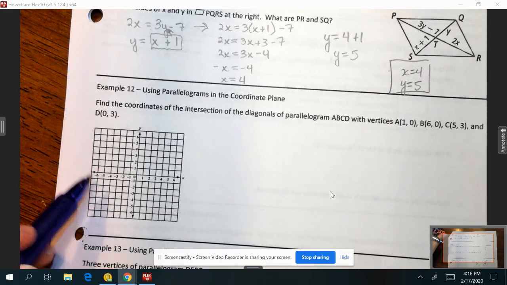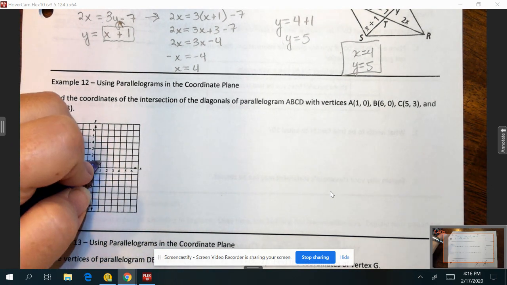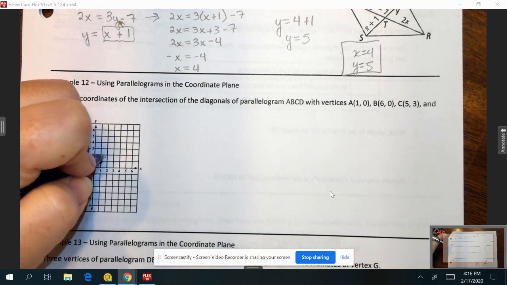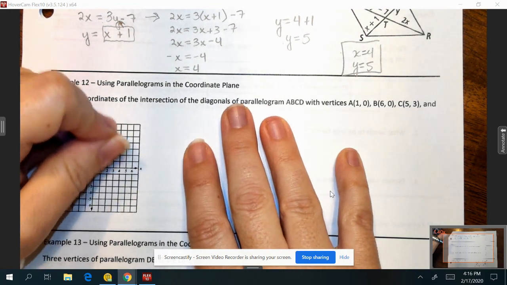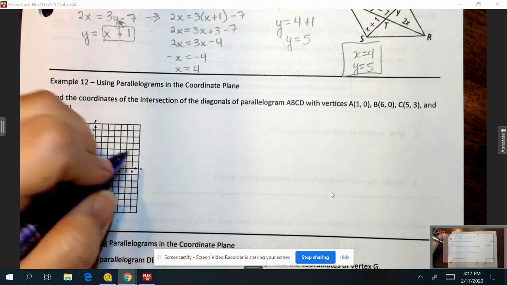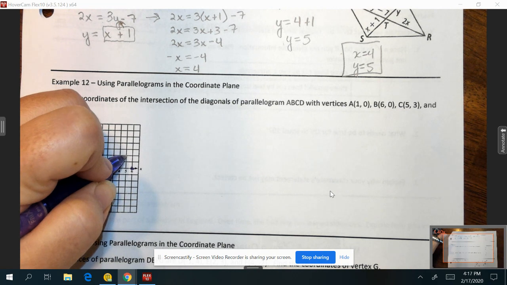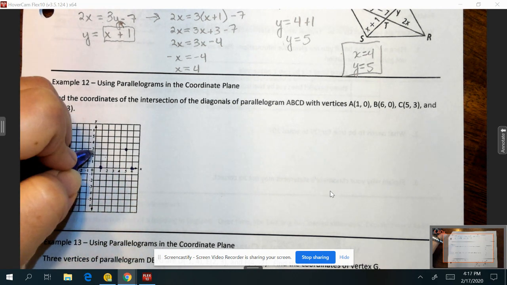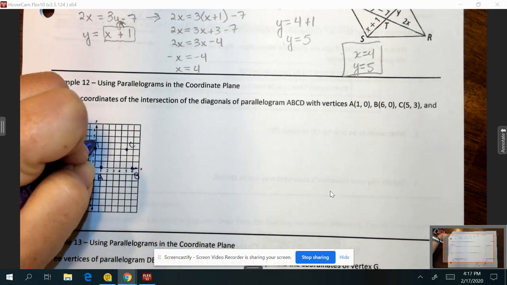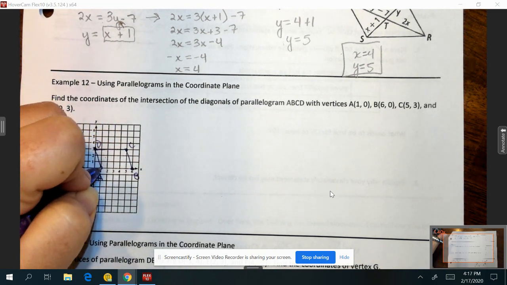So for this one, find the coordinates of the intersection of the diagonals with those vertices. So first, draw in that parallelogram. So A is at 1, 0. Oh boy, not off to a good start. I did 1, 1. 1, 0 is here. B is at 6, 0. C is at 5, 3. And D is at 0, 3. A, B, C, D. So this parallelogram looks like it is right here.